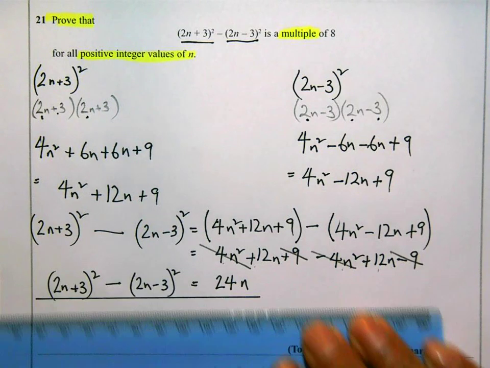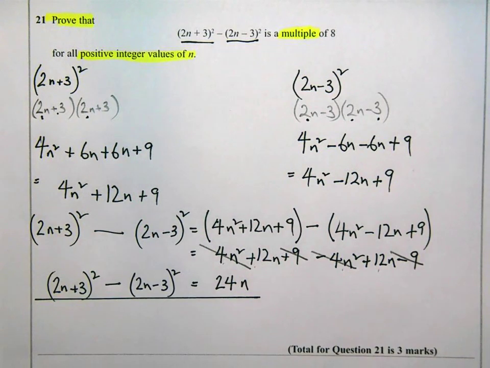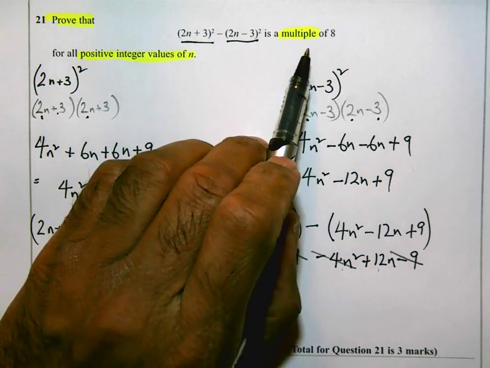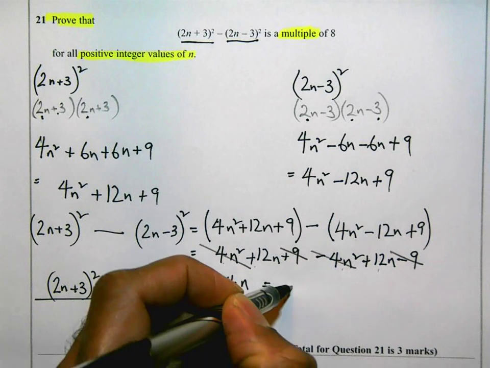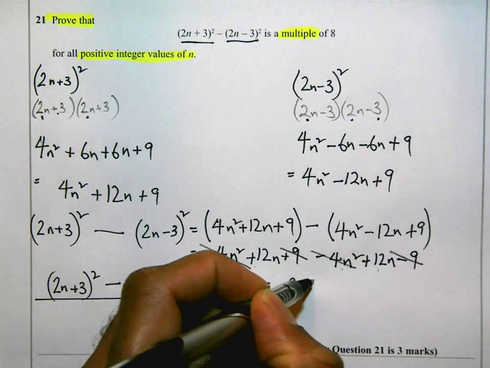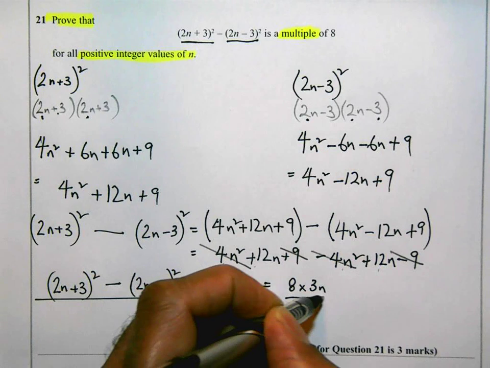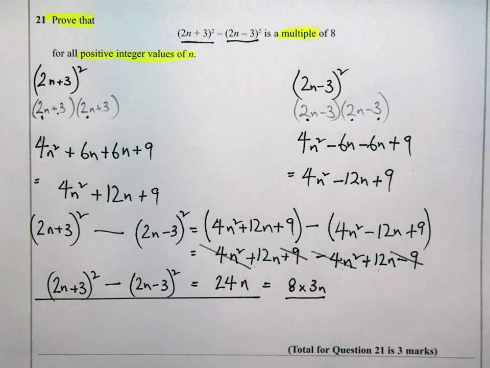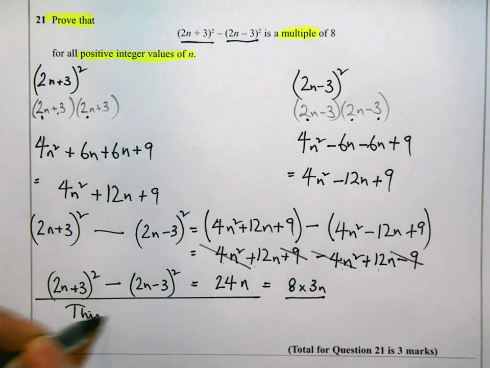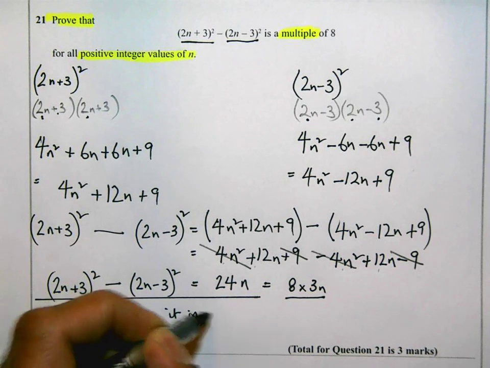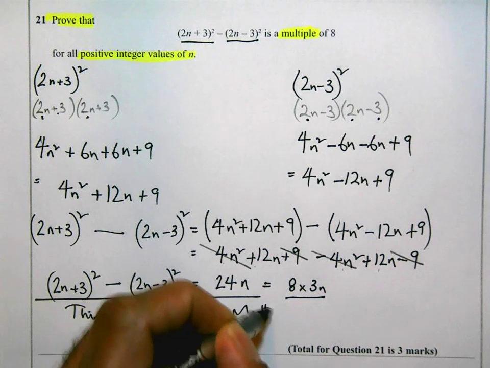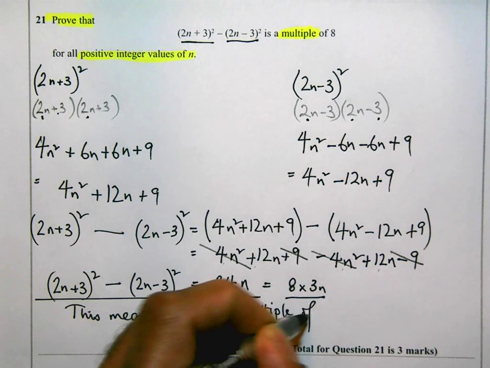The question says, show that it's a multiple of 8. Well, 24n, that's 8 times 3n. And I'm going to put this means it is a multiple of 8.